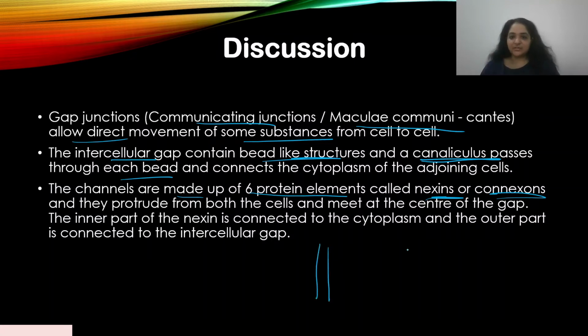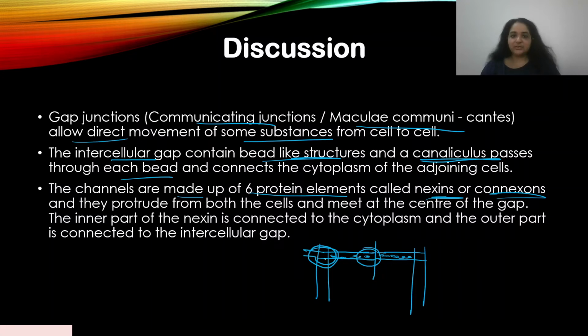So if this is one cell and this is another cell, there is one nexon coming from here, another nexon coming from here, and they meet somewhere in the middle. There are bead-like structures present in between. That's how they protrude from the cytoplasm out into the middle of the gap, where both nexons meet, one from each cell. The inner part of the nexon is connected to the cytoplasm and the outer part is connected to the intercellular gap.